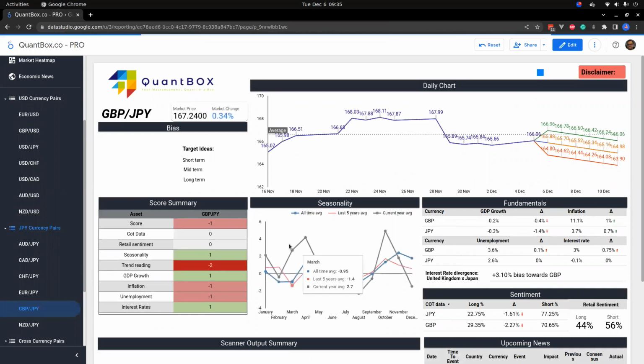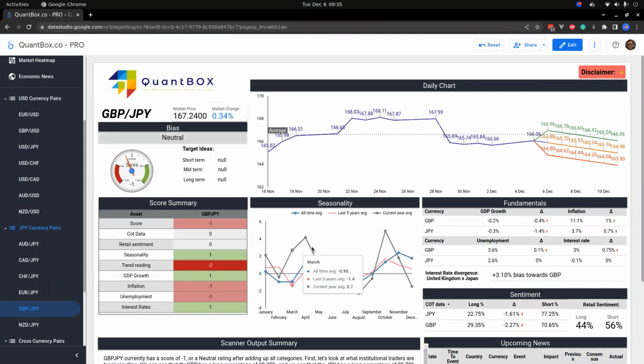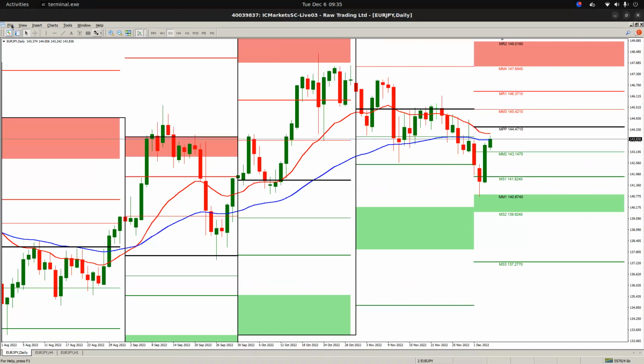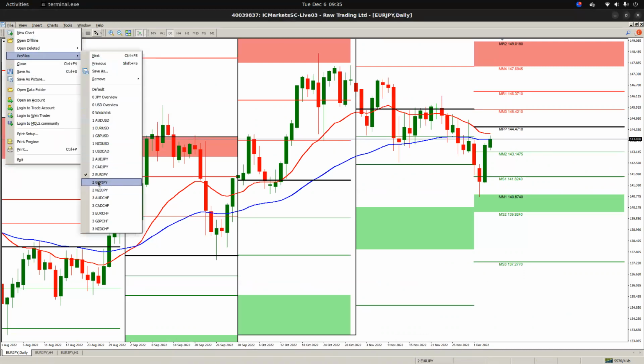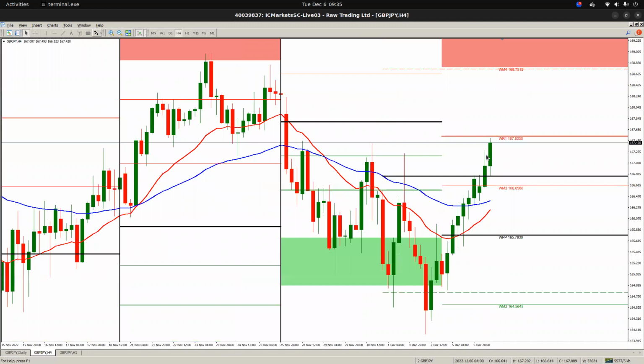Coming across as neutral on QuantBox. Let's have a look and see. So pound yen, what a beautiful move. Unfortunately, no roll reversal, but you could have taken off this over here. Let's look at the bias candle for that.